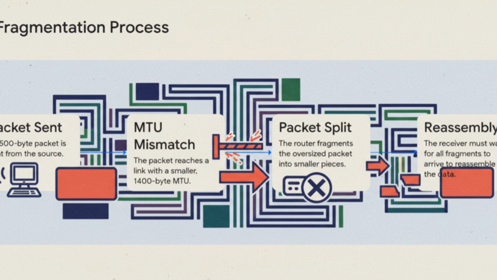Picture this. Your computer sends out a standard 1,500-byte packet. It's cruising along the internet just fine until it hits a router connected to a link with, let's say, a 1,400-byte MTU. That router has no choice. It has to split your packet into smaller chunks and send them on. Then, the computer on the other end has to sit there and wait for all the little pieces to arrive before it can finally rebuild the original message.